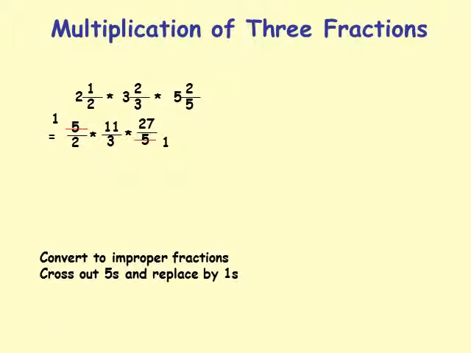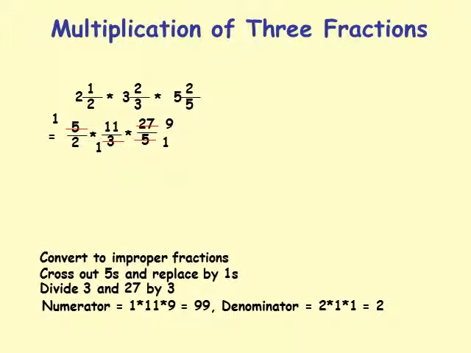So we divide this 5 by 5, got a 1, and we divide this 5 by 5, got a 1. Now we divide the 3s here. There's a 3 in here and a 3 in 27. We divide this 3 by 3 to get a 1, and this 27 by 3 to get a 9. So we got a 1 here and 9 here. Now we go to multiply out.